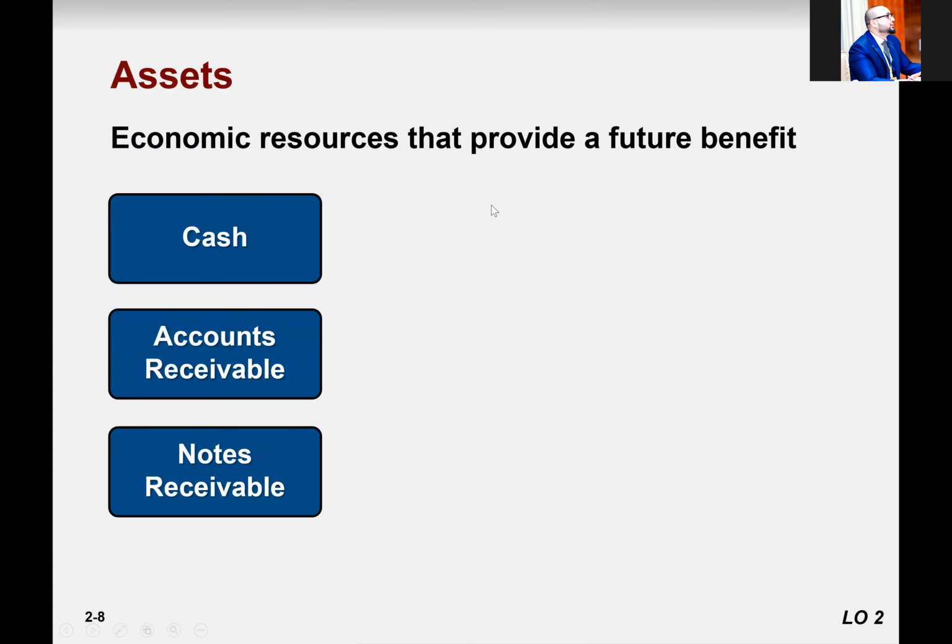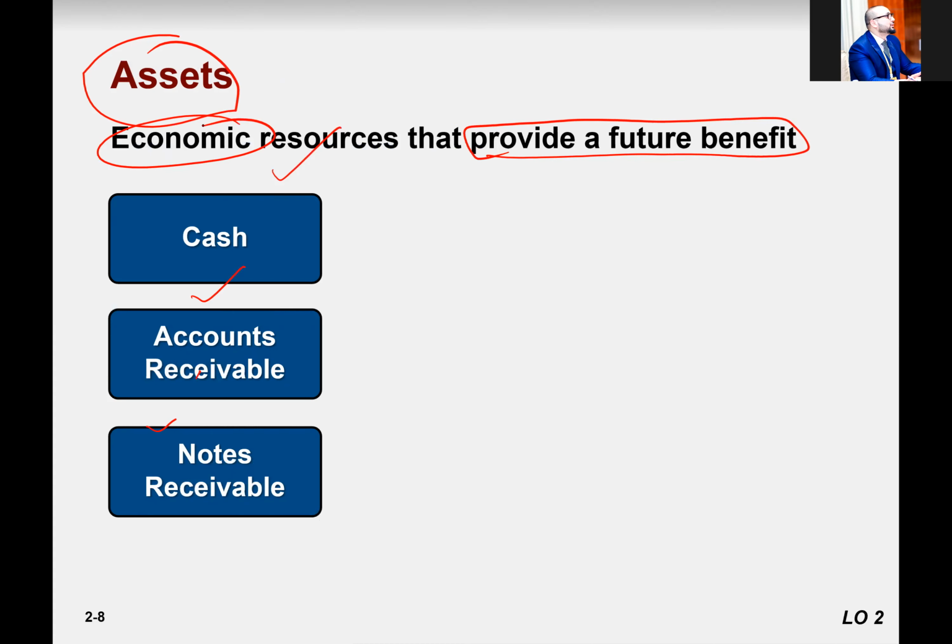So the popular account names are cash, accounts receivable, notes receivable. We are once again defining the asset. An asset means economic resources that provide future benefits. Remember the word economic. It means free resources are not part of assets, like sunshine, or free services from your father because he is a lawyer and gives you some kind of free services. These kinds of things are not assets.